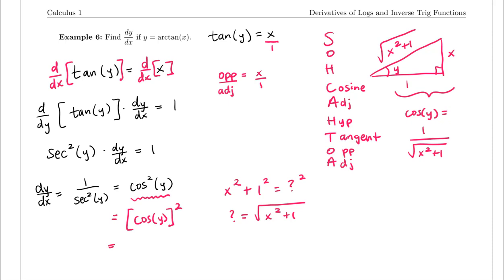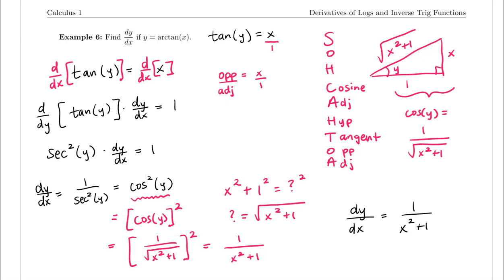So let's fill that in down here. Cosine of y is equal to 1 over the square root of x squared plus 1. And what I'm doing is I'm squaring that quantity. When I square a fraction, I can square the numerator, which is 1, and I can square the denominator, which would get rid of the square root in this case, and we end up with this. So let me just re-emphasize, if we have y equals arctangent of x, or tangent inverse of x, we end up with its derivative being 1 over x squared plus 1. And this is our final answer for example 6.